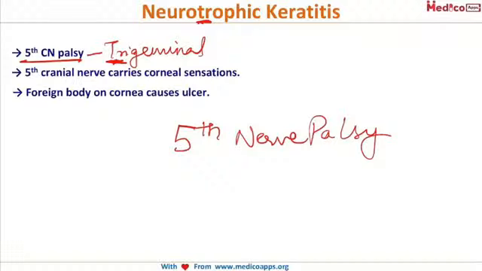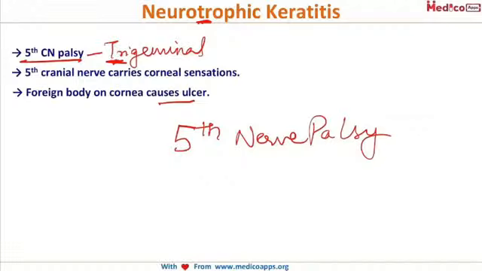We know that the 5th cranial nerve carries sensations to the cornea. So this is lost in this keratitis. So what happens is, the patient cannot feel anything even if there is a foreign body on his cornea. He does not realize that it is present, and it is present in there impinged for a very long duration, ultimately resulting in a corneal ulcer. That is about neuroparalytic and neurotrophic keratitis.